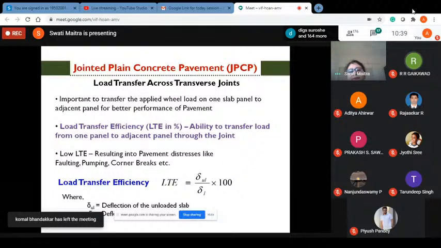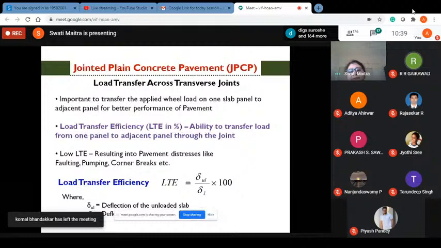Soil characteristics are important because ultimately all the structures are supported on soil. The subgrade characteristics, the subgrade, subbase, and base strengths are important. The climatic characteristics: temperature and moisture. Temperature, as I said, has a significant effect. Both the daily variation and the seasonal variation of temperature have a significant effect on concrete pavement response. So temperature variation is important.